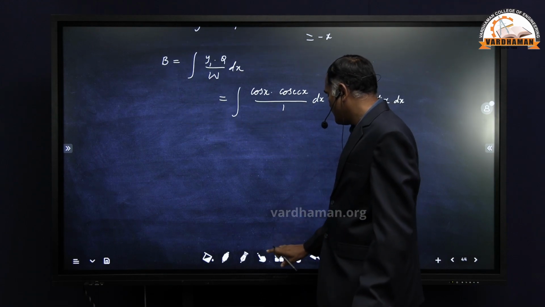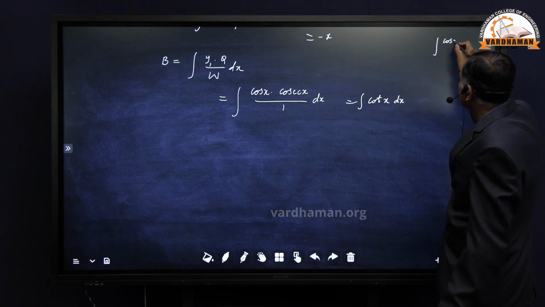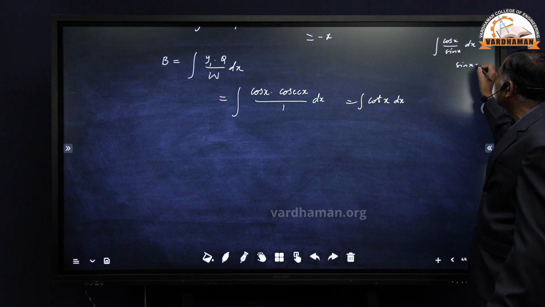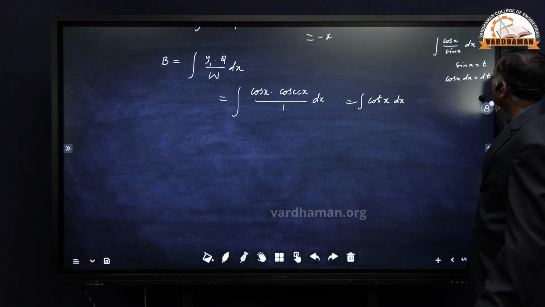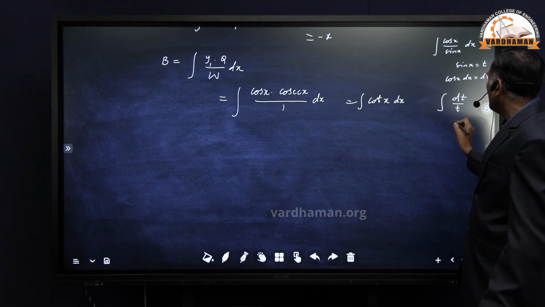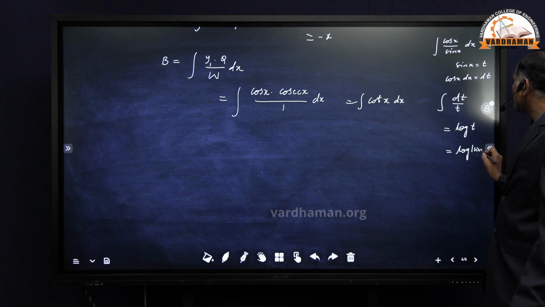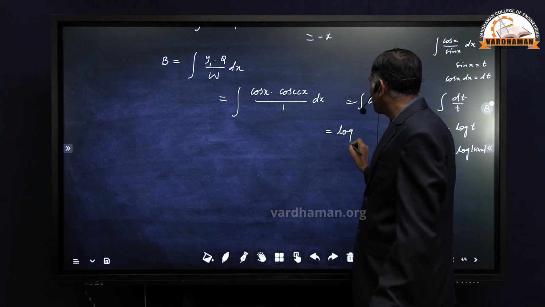Now, integration of cot x. What is the integration of cot x? This can be written as cos x by sin x. If you know the formula, you can write it directly. Otherwise, you can do it like this. Let us take sin x equal to t. Now differentiate this and you will get cos x dx as dt. So in place of cos x dx, replace with dt, and you will get dt by t. Integration of 1 by t is nothing but log t. So this is nothing but log of sin x, since t is sin x. This is the integration of cot x.